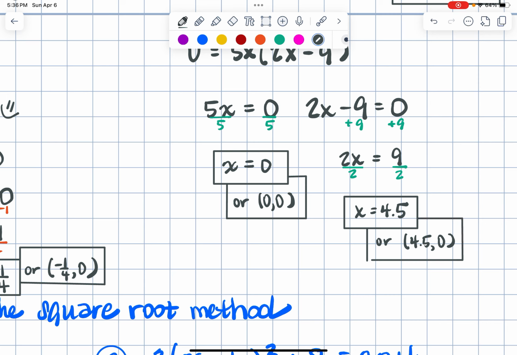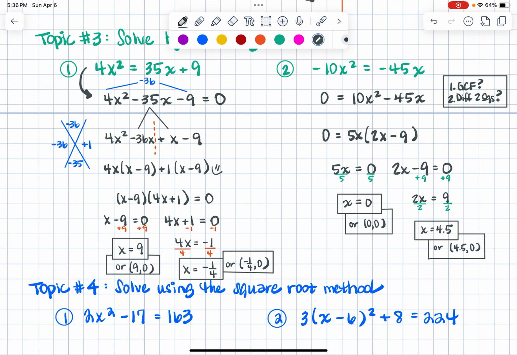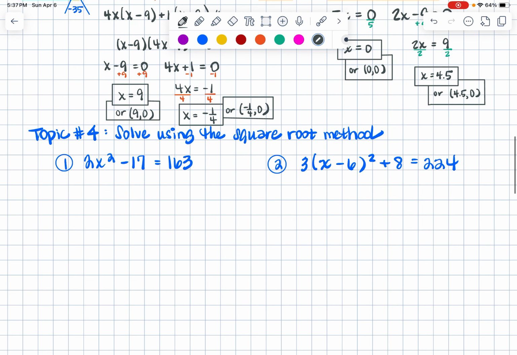All right, so that's factoring by grouping. Again, make sure you show all your steps of work, right? Don't skip steps. I want to see every step, because if you skip a step, you're probably going to lose points, okay? All right, and then our last topic that's on the quiz is solving using square root method.